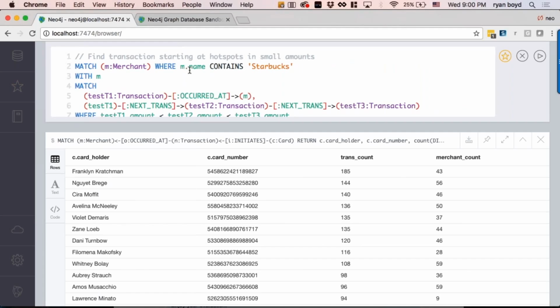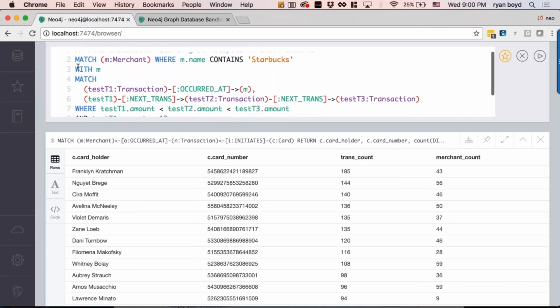Don't need to pick on them. It was the coffee shop which came to mind. But merchants whose name contains Starbucks, and I'm going to pass that merchant through. And then I'm going to find transactions.